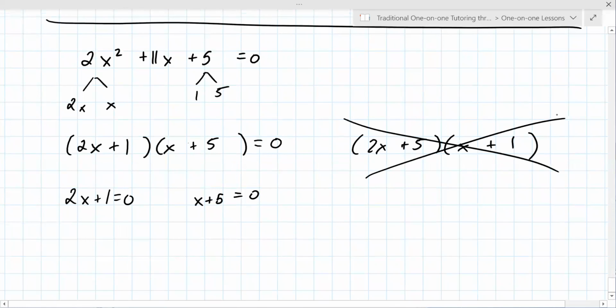This one's out because it doesn't work. And then you solve it. You subtract 1 from both sides. 2x equals negative 1, divide by 2, x equals negative a half, x equals negative 5. Yes. Okay, now, again, these only get more difficult.